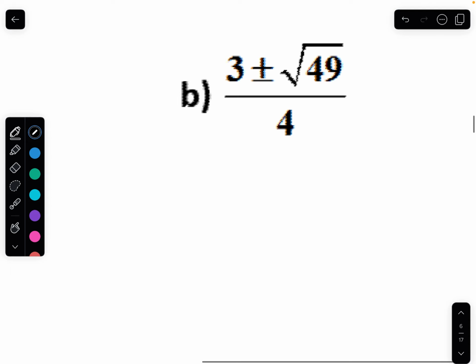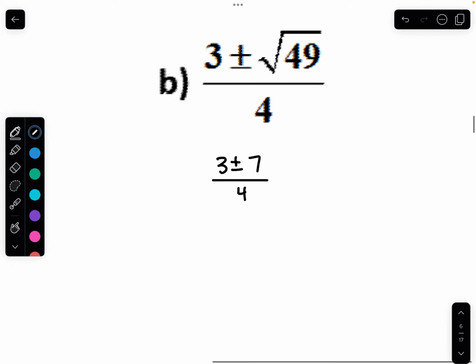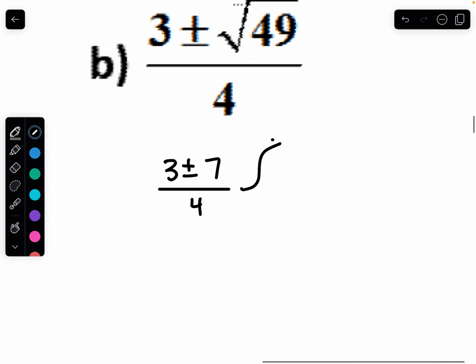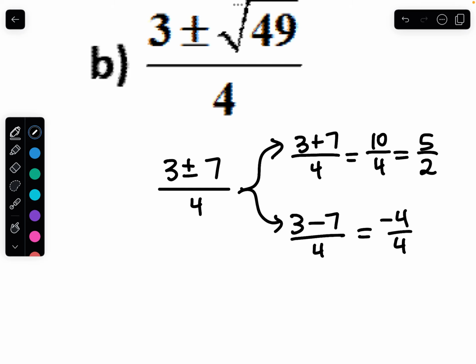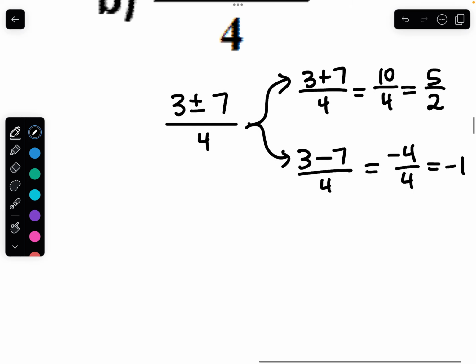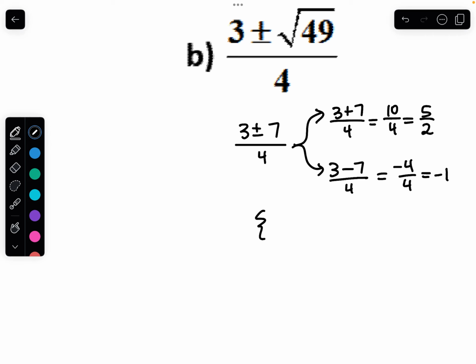Okay, over here, 49 is a perfect square, so we can simplify that to just a 7, no square root. And so when the square root goes away, you're going to have 2 rational solutions, and you need to break them into their cases. One case is 3 plus 7 over 4. The other case is 3 minus 7 over 4, which simplifies to 10 over 4, which is 5 over 2. And in this case, we get -4 over 4, which is just -1. So our 2 rational solutions here would be -1 and 5 over 2.